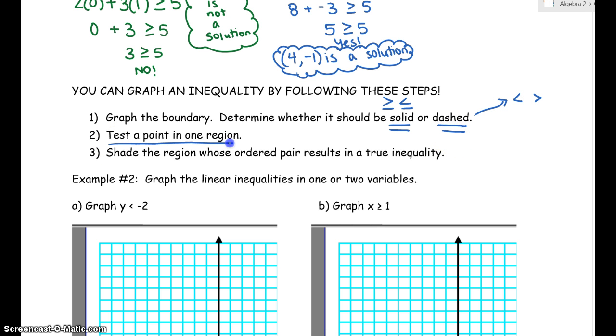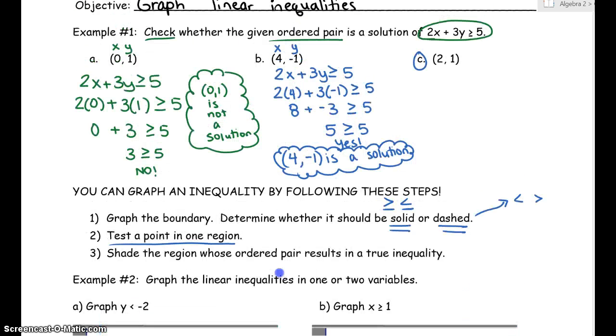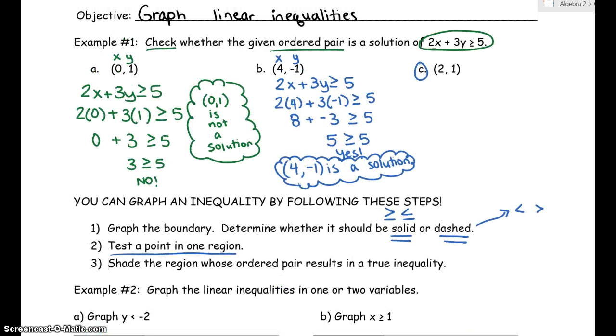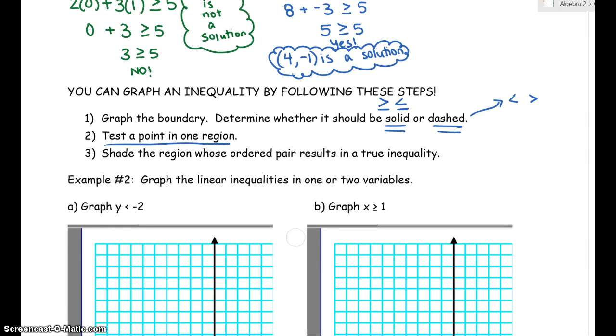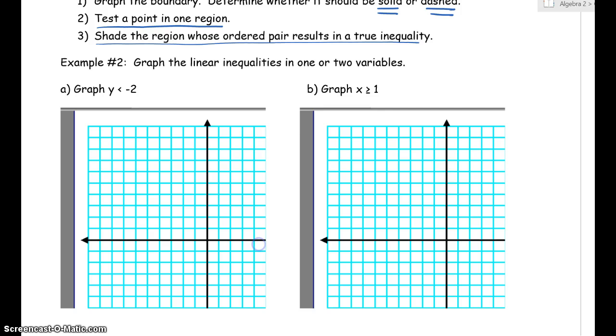We're going to test a point in one region. Actually, that's why we did these examples up top, to practice testing a point in one region. And we're going to go ahead and shade the region, because when it's an inequality, we're talking about a section of answers, not just one answer. So keep that in mind.